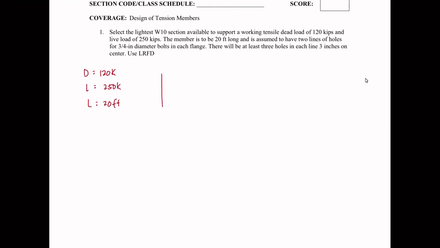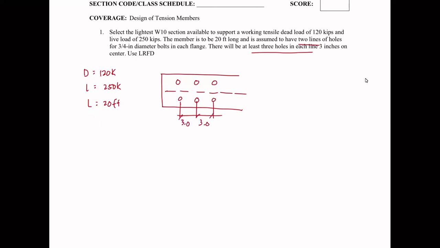So for a W shape, this is a top view of our section, with the centerline of the web. We have two lines of holes in each flange, with at least three holes in each line: one, two, three. So for each flange, this is how it looks. And here, this will be 3 inches, 3 inches. So this is the top view.